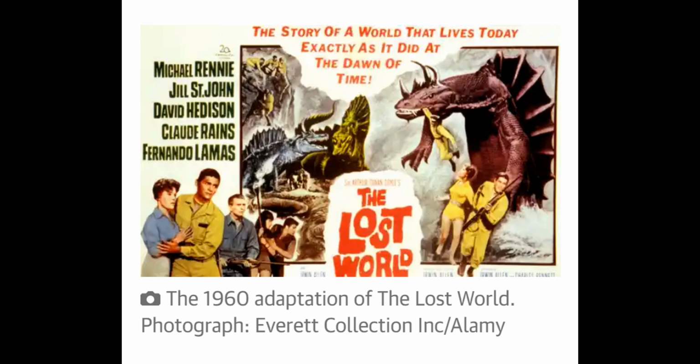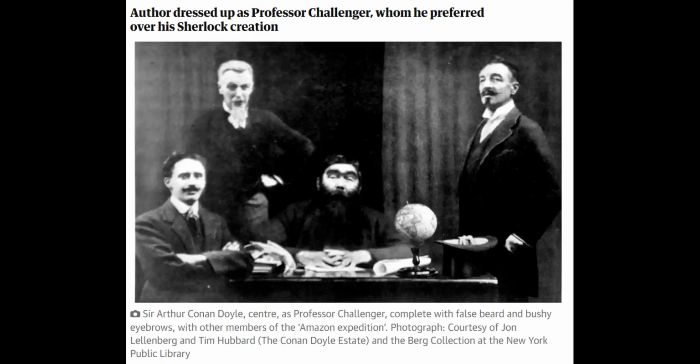At a tumultuous public meeting in which Challenger experiences further ridicule, most notably from a professional rival, Professor Summerlee, Malone volunteers for an expedition to verify his discoveries. His companions are to be Professor Summerlee and Lord John Roxton, an adventurer who helped end slavery on the Amazon.